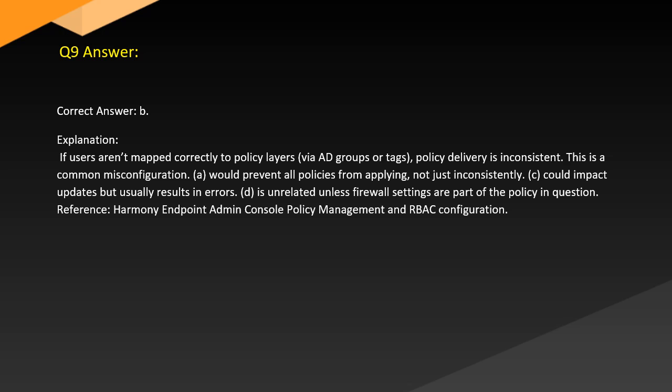Answer. Correct answer: B. Explanation. If users aren't mapped correctly to policy layers via groups or tags, policy delivery is inconsistent. This is a common misconfiguration. A would prevent all policies from applying, not just inconsistently. C could impact updates, but usually results in errors. D is unrelated unless firewall settings are part of the policy in question. Reference Harmony Endpoint Admin Console Policy Management and RBAC configuration.